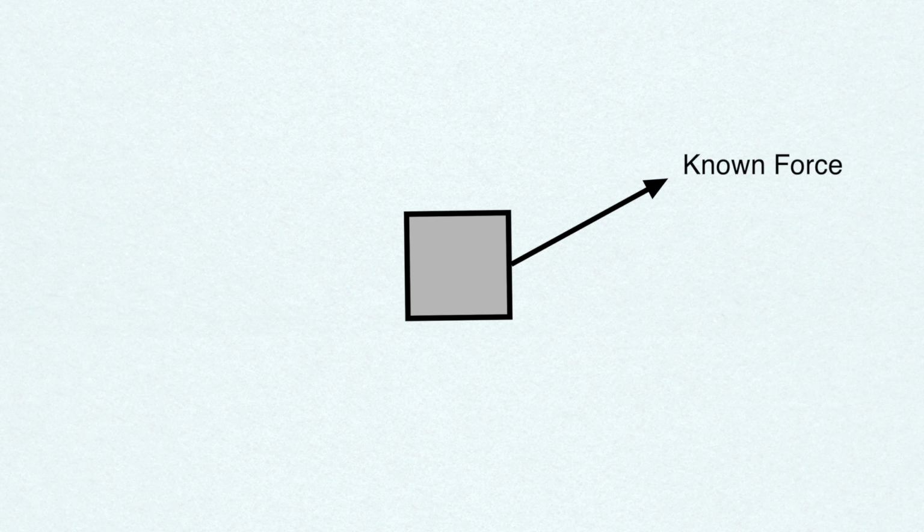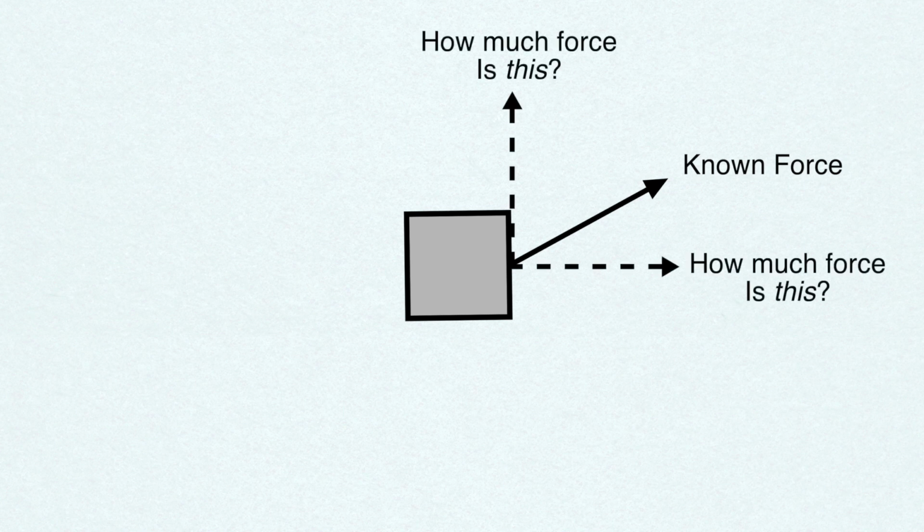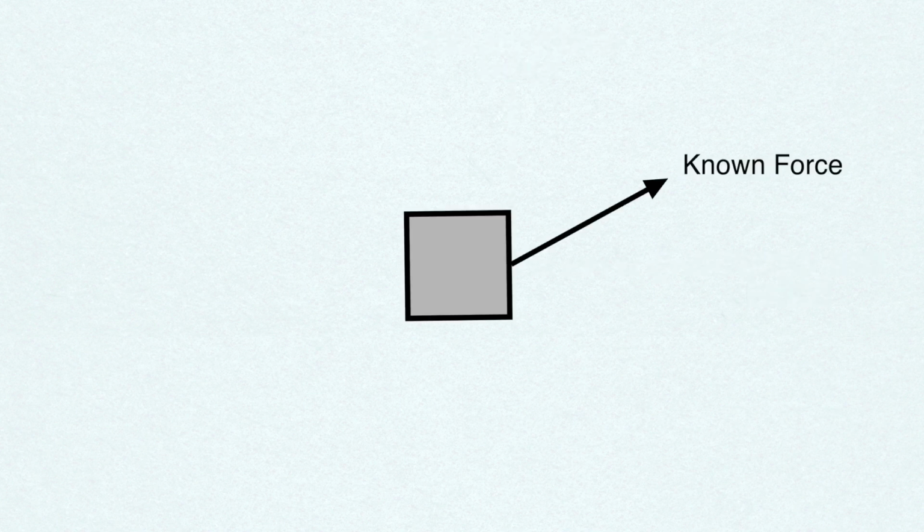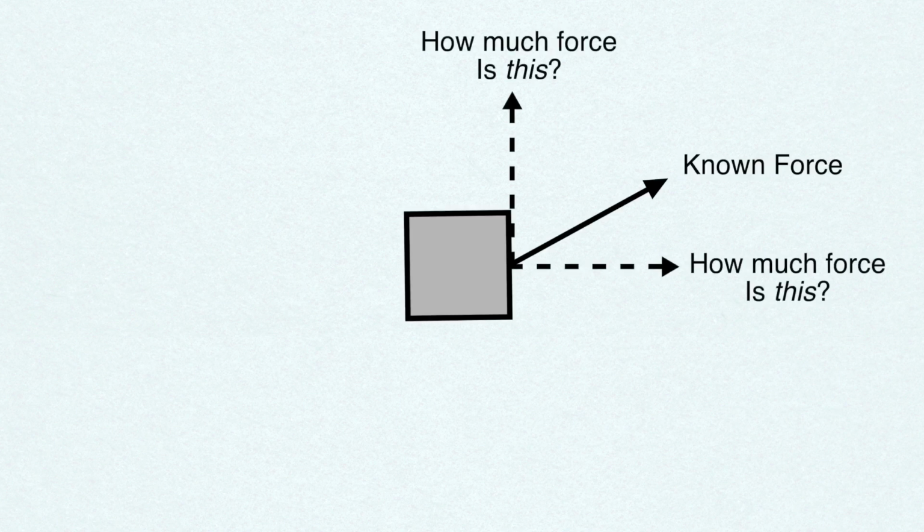Now, all we have to do is figure out how many pounds of force the X and Y component forces are. So in other words, how strong, or how many pounds, are those individual X and Y components we just made? What are their magnitudes? The answer to this question is actually found through trigonometry.